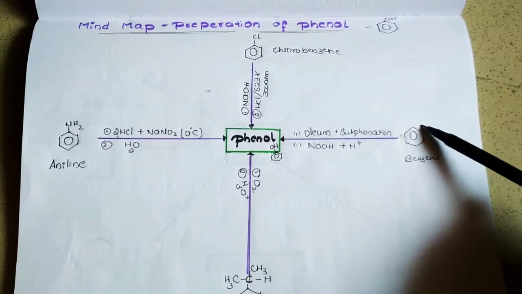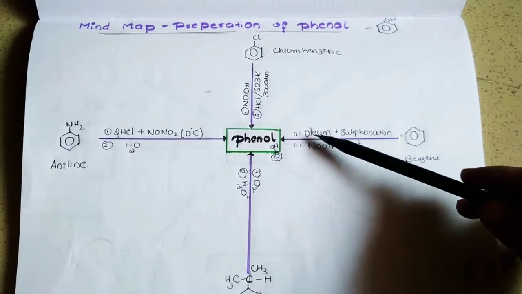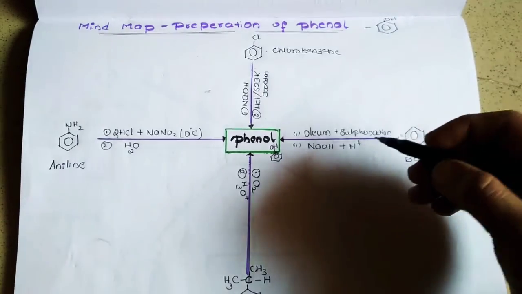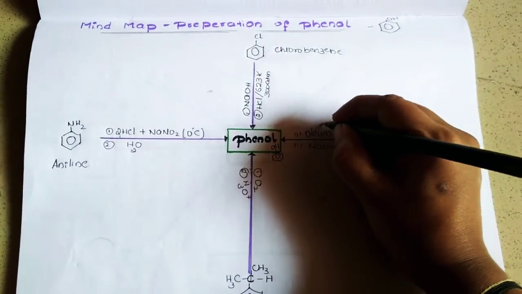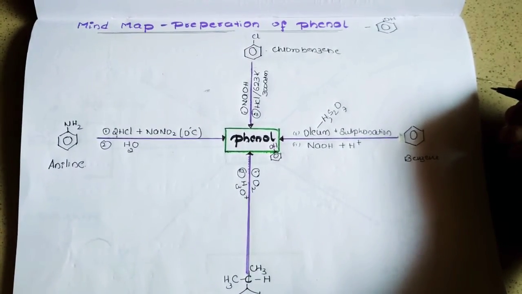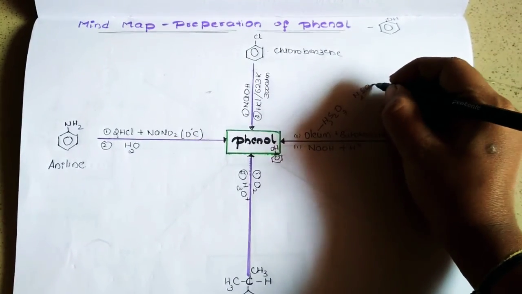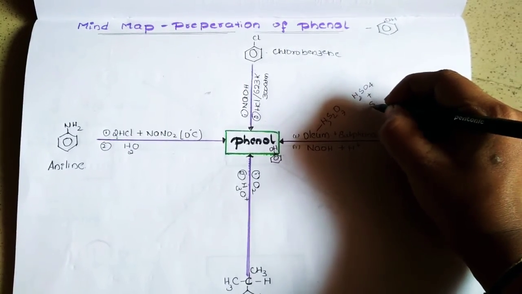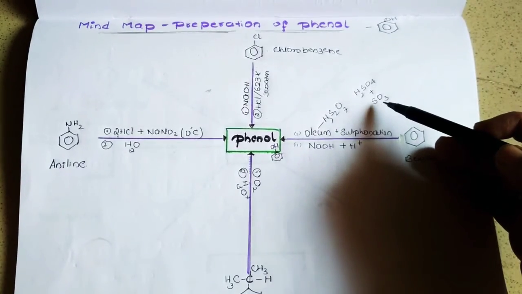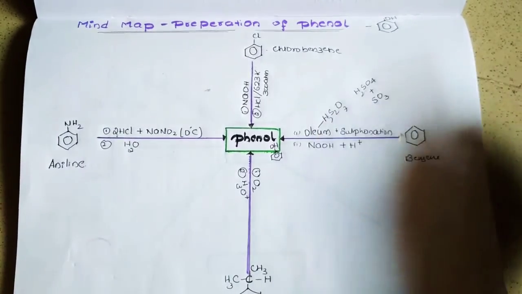When benzene, the normal aromatic hydrocarbon, is treated with oleum. What is oleum? You should know that. Its formula we are going to write as H2S2O7. So here, we take sulfuric acid. To the concentrated sulfuric acid, fuming sulfur trioxide is passed. That gives H2S2O7, which we are going to call oleum.